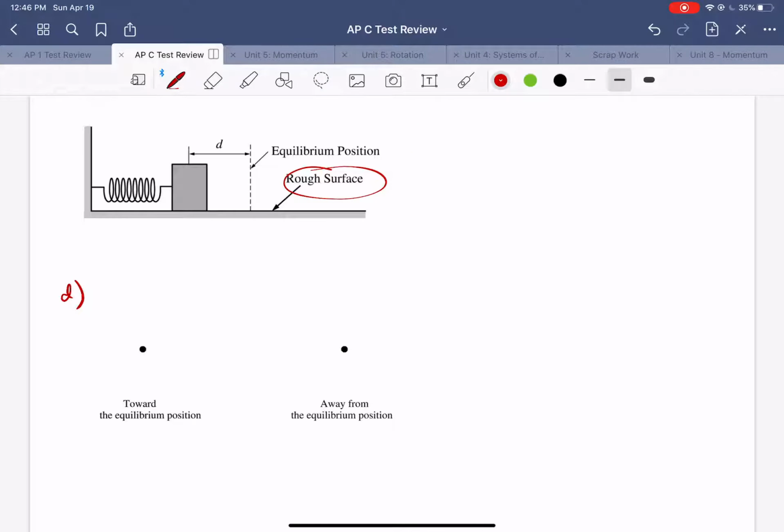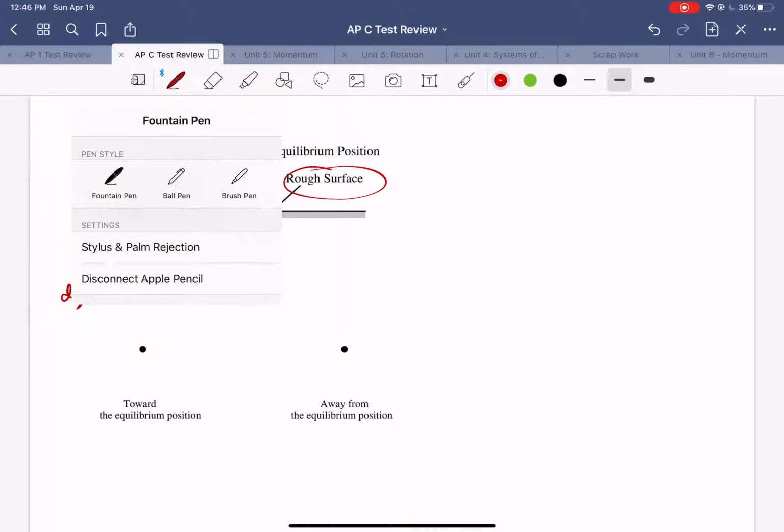There we go. Okay, so we want to draw a free body diagram showing all the forces acting on the block in two different scenarios. In each case, we want to show the system when the spring is compressed at distance d. So the block is going to be at the location shown in the figure for both of these free body diagrams. It's going to be right here.